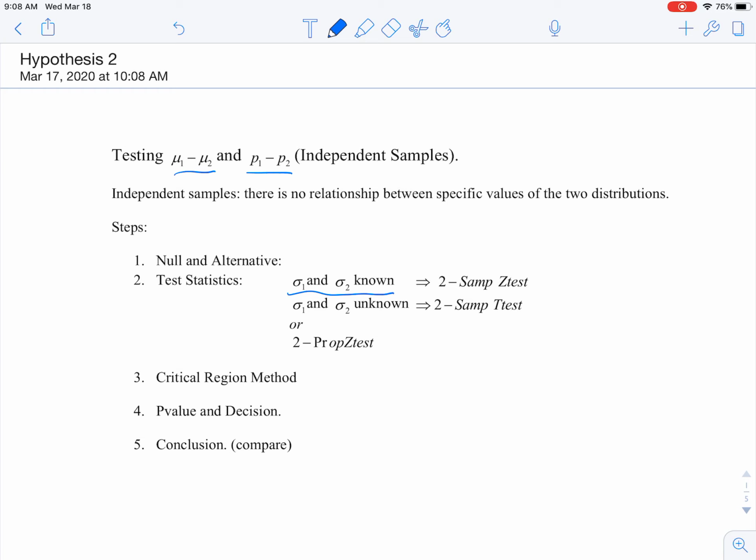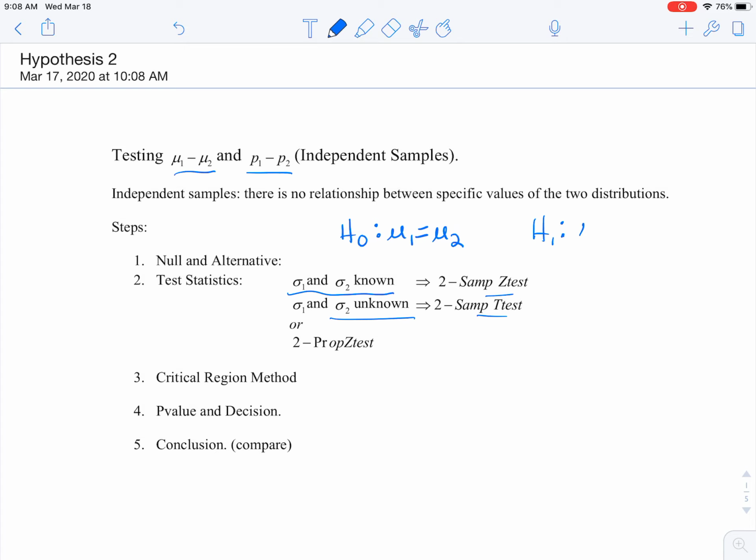So if we know sigma, we're going to use the z-test. If we don't know it, we're going to use the t-test. So everything's very similar here. The null and alternative, in the null, we're going to assume that the 2 population means are equal. And the alternative, we're going to be testing if one is larger than the other.